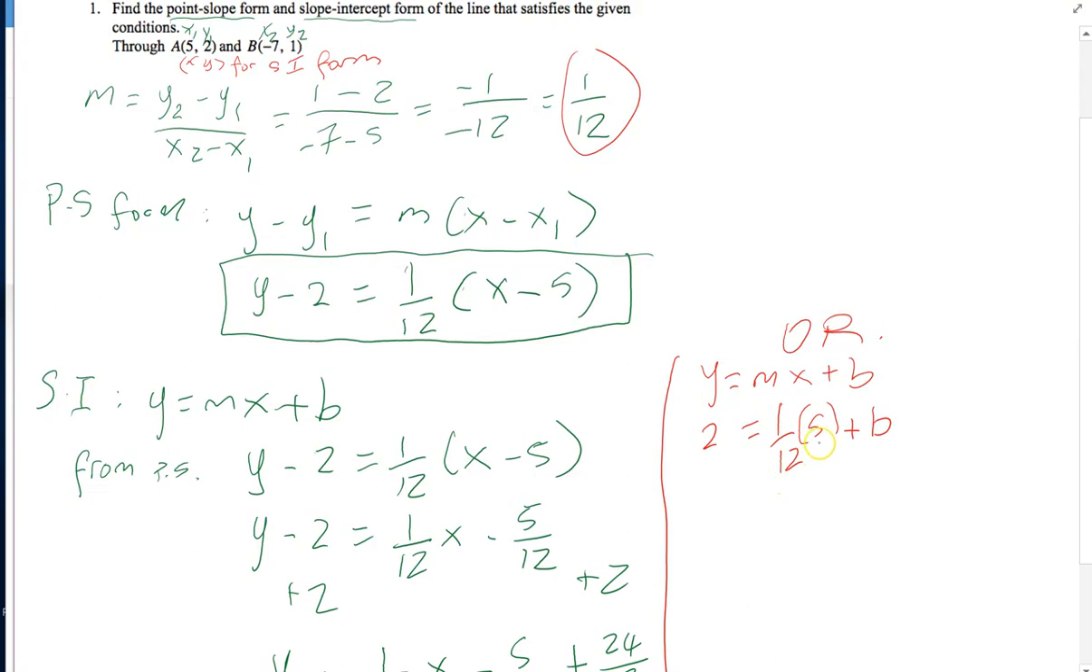So that's going to be 5/12 x plus b. So 2 equals 5/12 plus b. And so b would be equal to 2 minus 5/12, which is 24/12 minus 5/12.